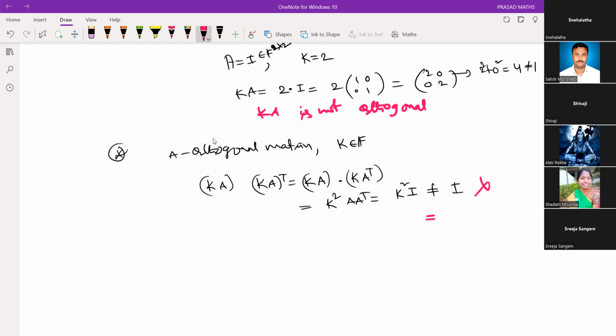But this is true if and only if K square into I is equal to I. Yes or no? What does it mean by this? K square into I, where I is an identity matrix, without loss of generality, you can take any 3 by 3 or 4 by 4 matrix. What is this?